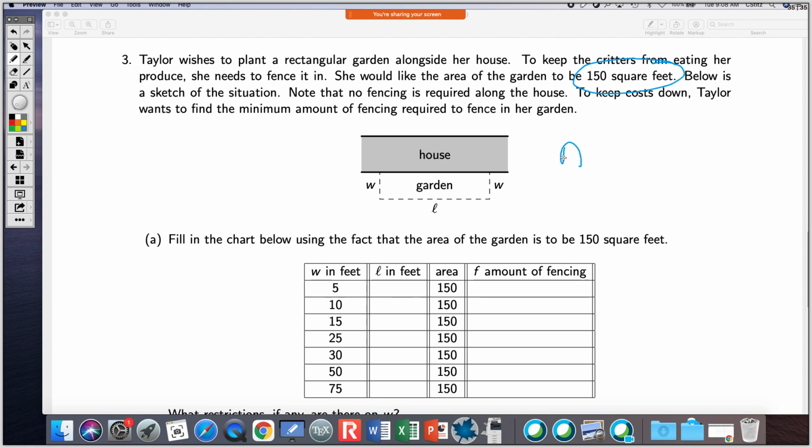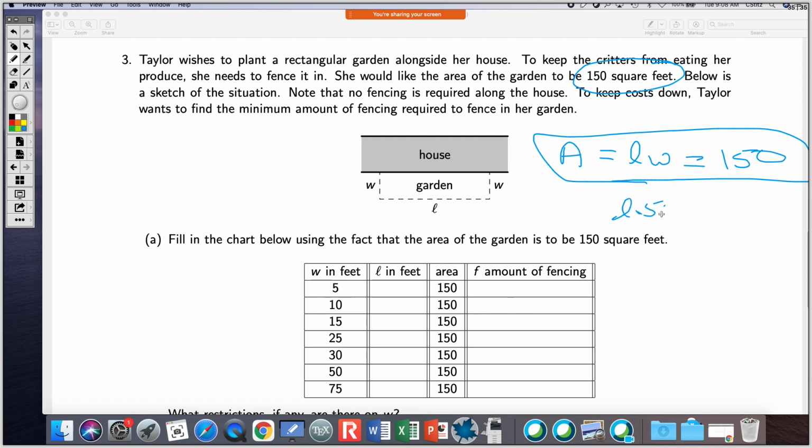So that has to be the area of the garden. So how do you find the area? Well, you take the length times the width, and that has to be 150. Now, there's all kinds of different combinations of L's and W's that are going to give you 150. For example, if the width is 50 feet, then L times 50 would be 150, so the L would have to be 3 feet. You follow? And then how much fencing would I have at that point? Well, I'd have 50 plus 50 plus 3, so I'd have 100 plus 3, which is 103 feet of fencing.